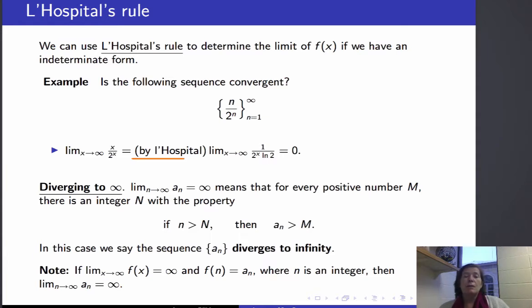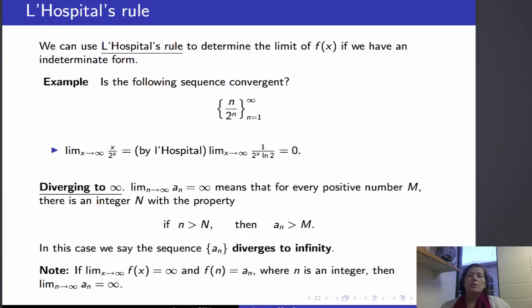I can apply L'Hopital's rule, and that says that the limit is equal to the limit as x approaches infinity of the quotient of the derivatives, and that's 1 over 2 to the x times the natural log of 2, and now it's easy to see that that limit is 0. So the sequence actually converges to 0.